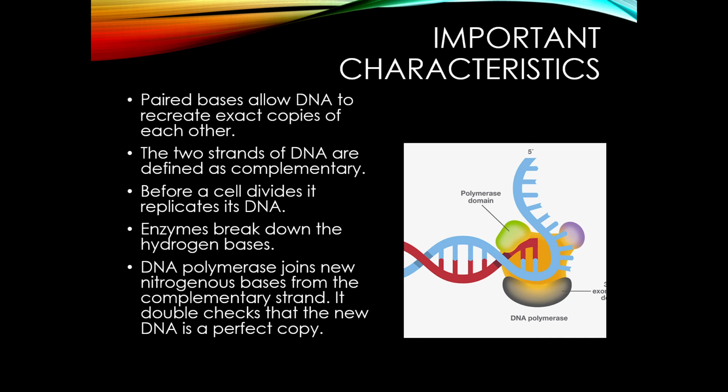Let's say that you have a letter A. So DNA polymerase is going to pair it up with a letter T. If DNA polymerase sees C, it is going to pair it up with a letter G. So it is an extremely important enzyme. And when it finishes copying all of the, or most likely when it finishes attaching the new nitrogen bases one to another, it double checks that it is a perfect copy of DNA.